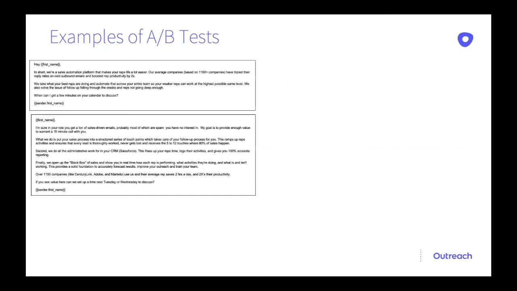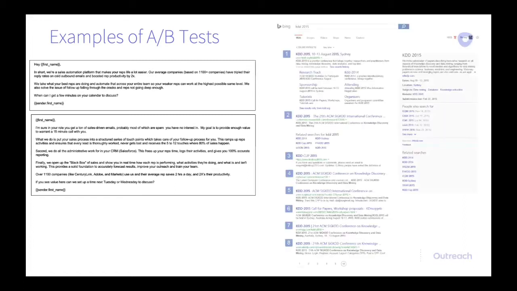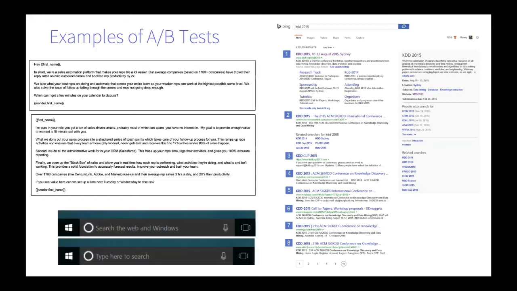Okay, so there are many different examples of A/B tests. It's used in many different industries. For example, at Outreach, we A/B test different versions of email templates. At Bing, we used to A/B test changes to web pages. In Windows, where I used to work, we used to A/B test some of the features.